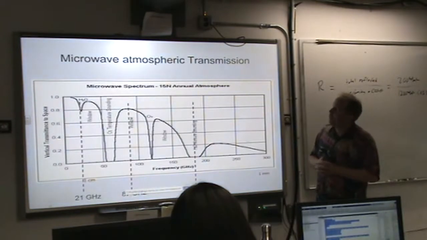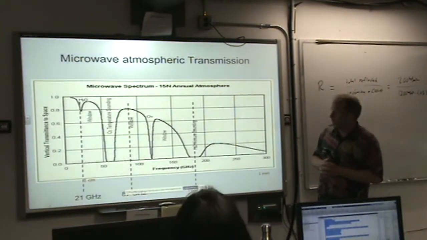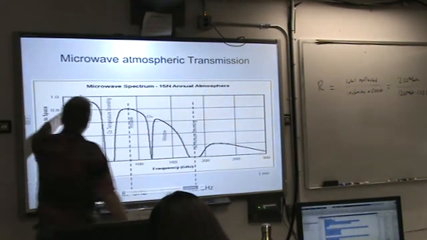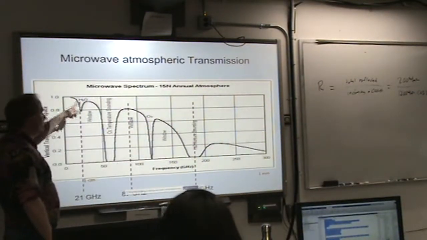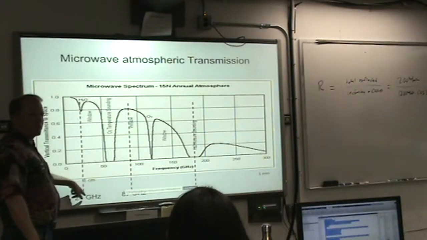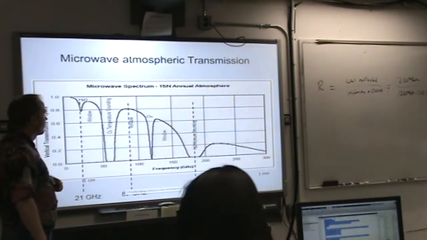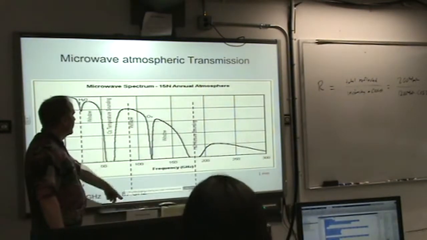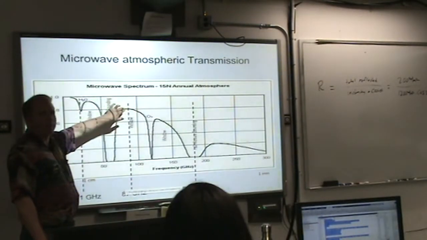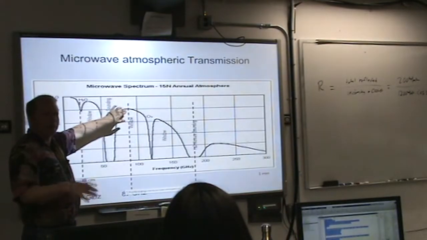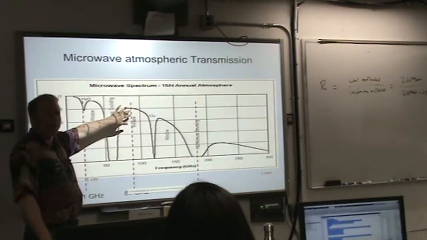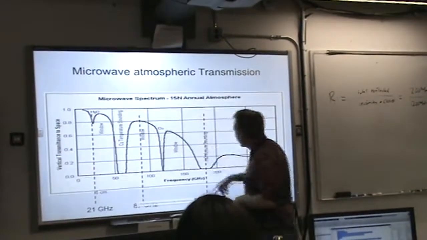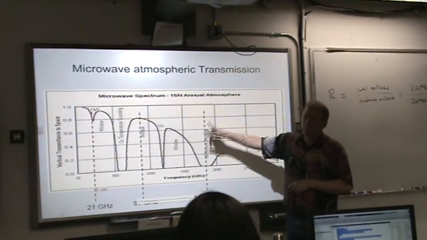So this is microwave atmospheric transmission here. We notice we have a little bit of absorption in the water vapor at 21 gigahertz. This is a little bit longer than a centimeter wavelength. And then we have what we call window channels, 87 gigahertz. What wavelength would that be? 30 divided by 80 is about 0.3, about a third of a centimeter. And then 185 gigahertz, that's very strong absorption. Okay.